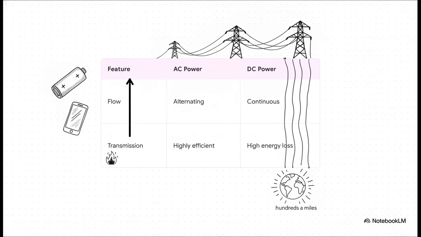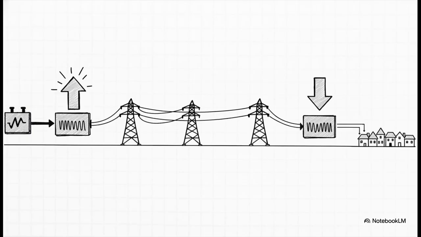Alternating current, on the other hand, has massive, undeniable transmission advantages over DC. AC power can be sent across hundreds and hundreds of miles of thick power lines with very little electrical energy lost as waste heat. Because of this incredible efficiency over long distances, AC became the undisputed champion for building our national power grids. But a curious student should ask, why exactly is AC so good at long-distance transmission?